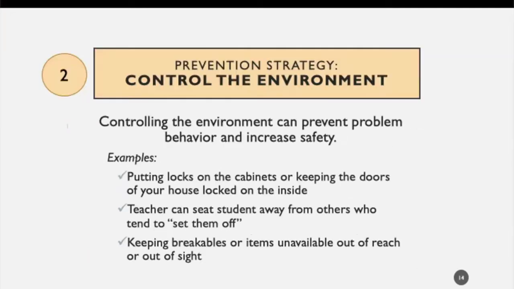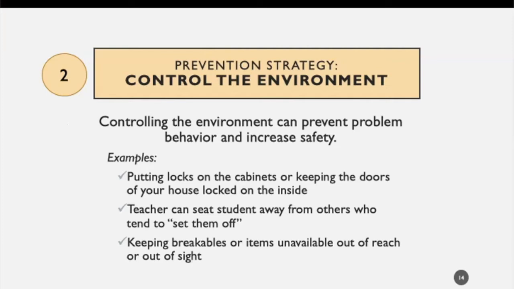The second strategy would be to control the environment. Controlling the environment means that you're setting the environment up to prevent any access to certain items or things that might cause problem behavior, and it will also increase safety. We all do this when we have a small baby in the house. We do something called baby proofing. That is controlling the environment.